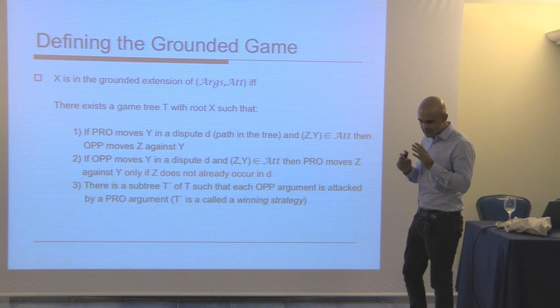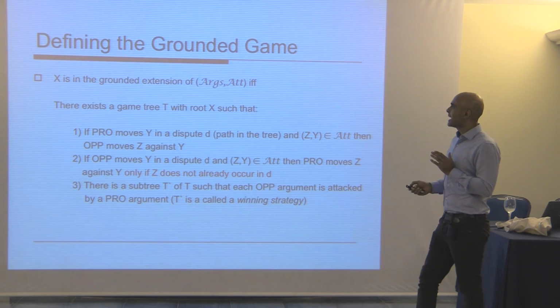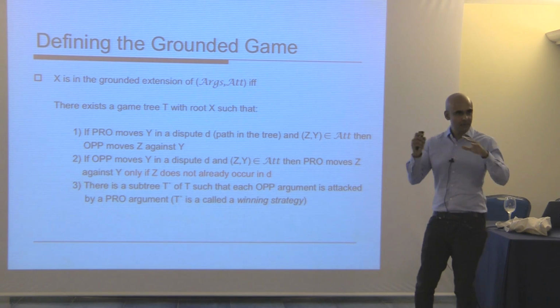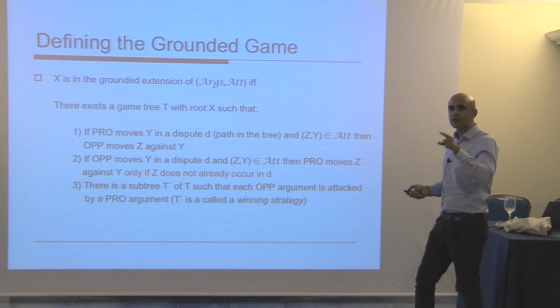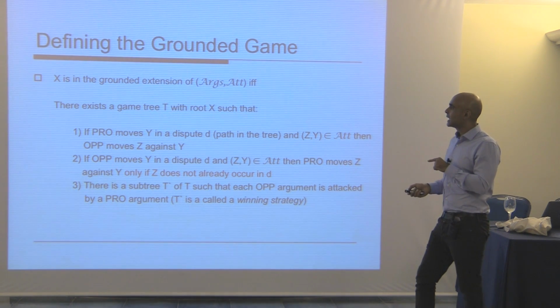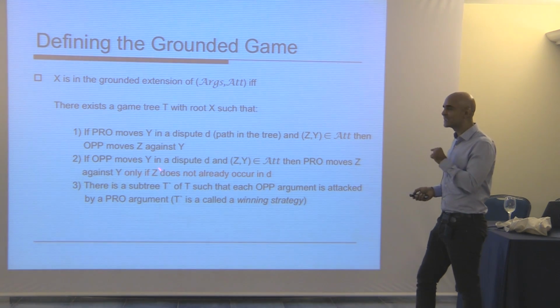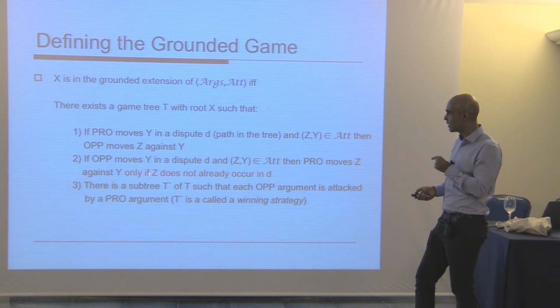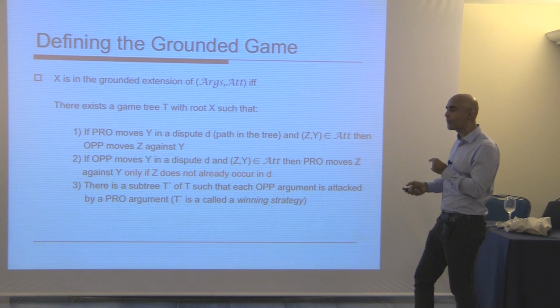Okay, so now let's just summarize. Defining the grounded game: X is in the grounded extension if and only if there is a game tree with root X, the root argument, such that if pro moves Y in a dispute, a path of the tree, and there is a Z that attacks Y, then op must move that Z. If op moves Y in a dispute, and there is a Z that attacks Y, then pro must move that Z against Y unless Z already exists in the dispute. So here's the non-repetition on pro: pro can only move a Z against Y if Z does not appear already in the dispute.